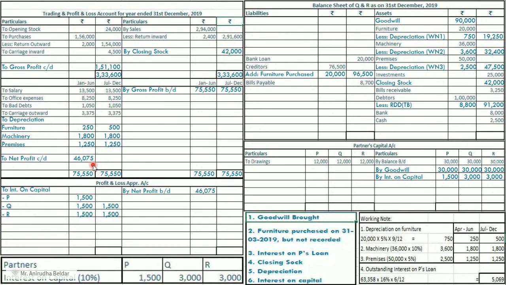Now we'll find out the net profit only for pre-retirement period, because we have to provide the adjustment interest on P's loan. To find out the loan balance of P, we have to first close the pre-retirement period. That is pre-retirement period, the net profit is 46,075. We'll transfer it to profit and loss appropriation. Then we'll close the appropriation. And we'll find out the profit for pre-retirement period. Now these amounts were transferred to the partners capital account credit side.